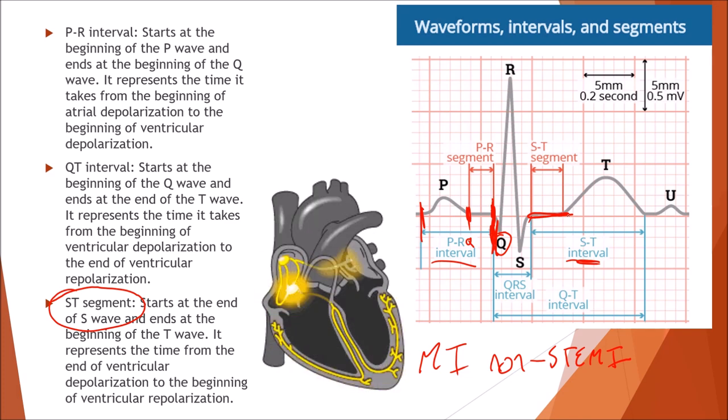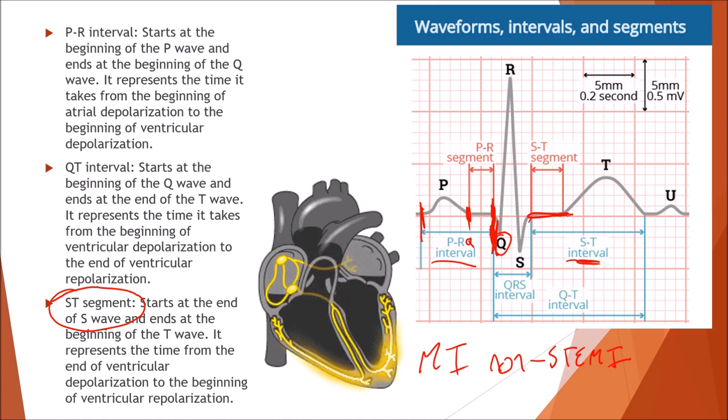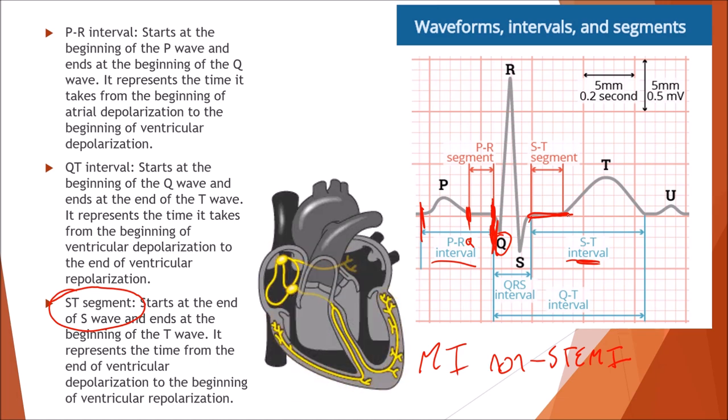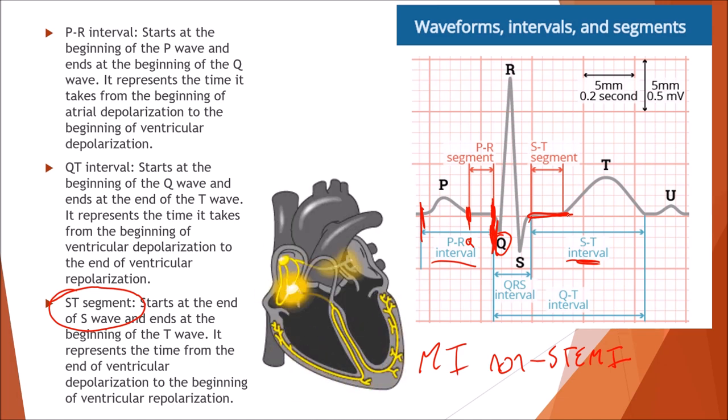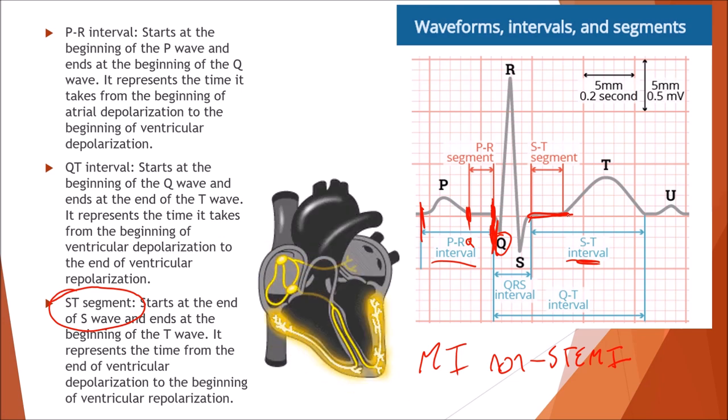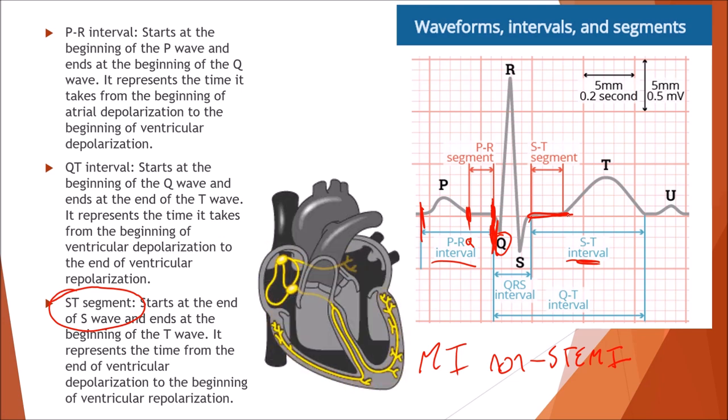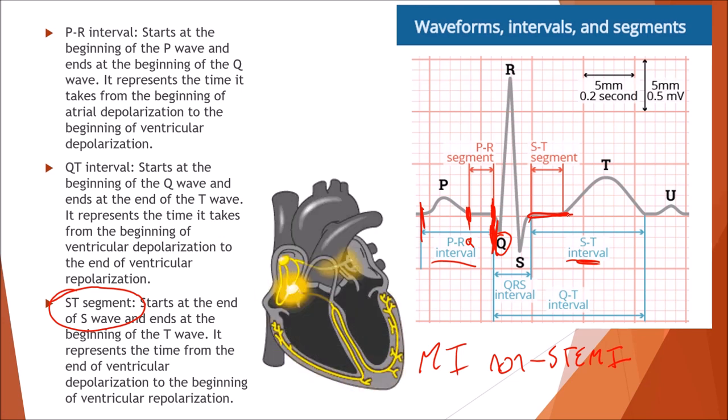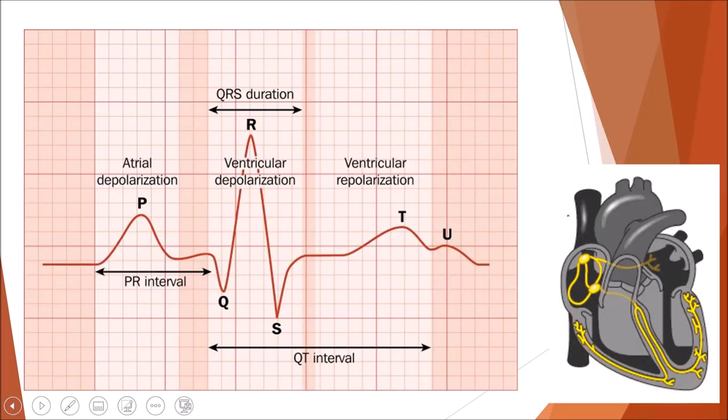On an EKG, we see a heart attack as a STEMI. And then a non-STEMI is not really seen through the EKG, but we order certain tests called cardiac troponins. And if those are elevated, they can tell us if the patient is having a heart attack. So here it is again.